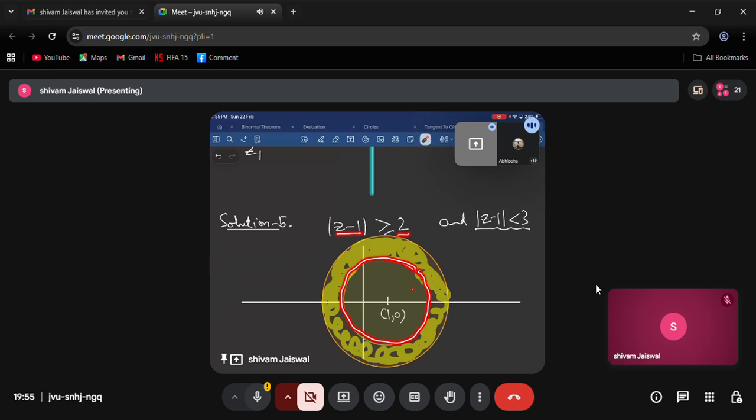Because z lies on a circle whose center is 1, 0 and radius is equal to 2 units. And z lies outside the circle. But z also lies inside the circle whose center is 1, 0 but radius is 3 units, a bigger circle. So basically z lies in this region, in this ring. Now we need to find out the area.